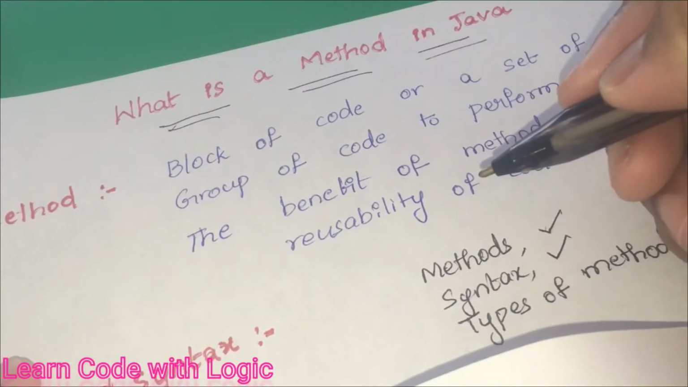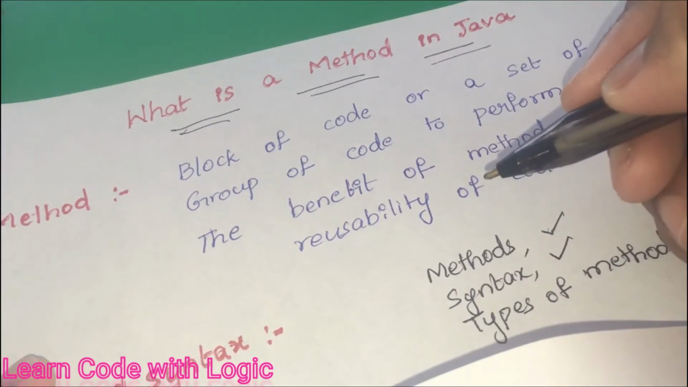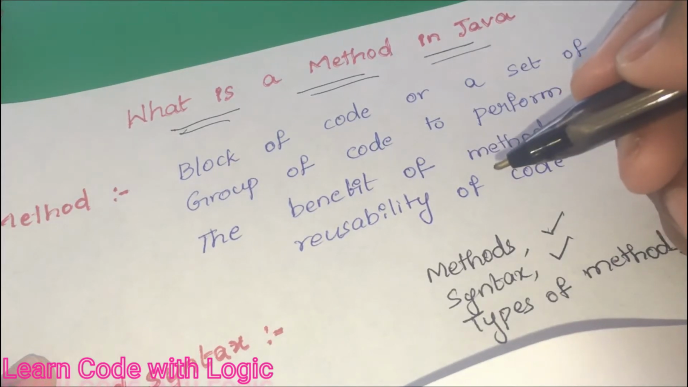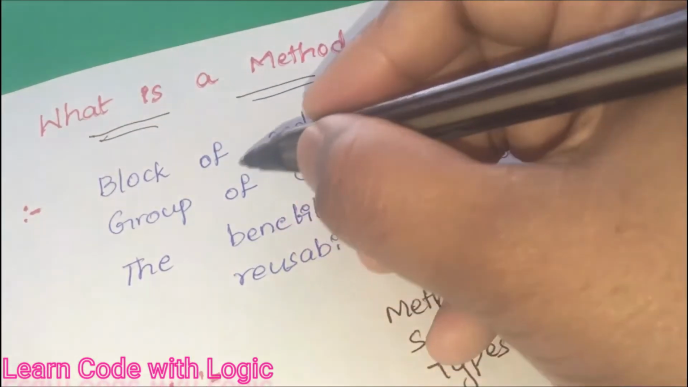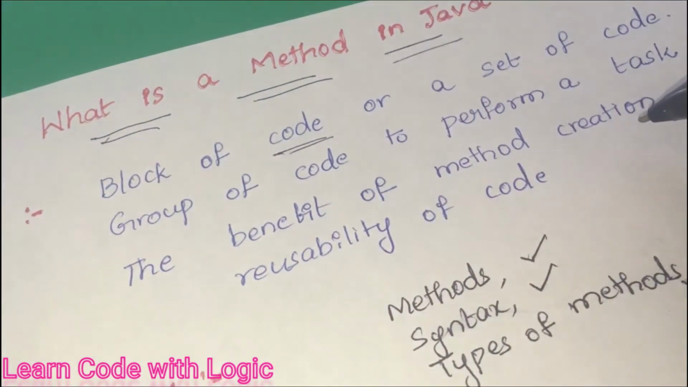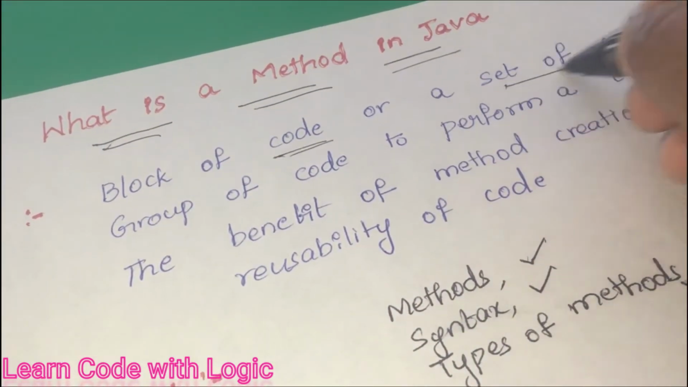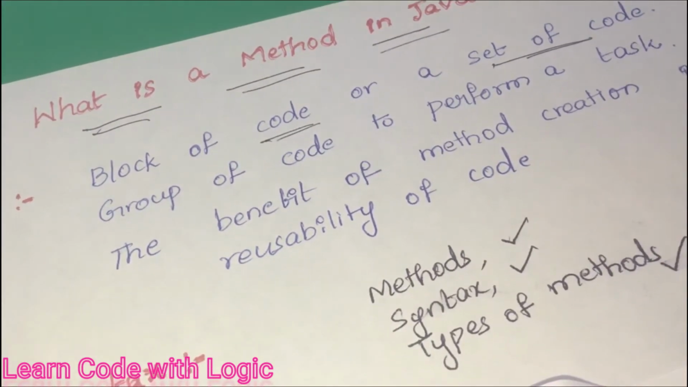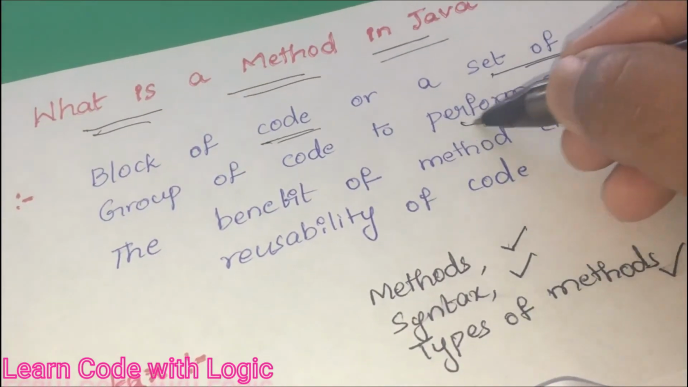In this video, we will see what methods are in Java, the syntax, and the types of methods in Java. While going through the programs, you heard many times like this is the method and what the method is doing, right? Basically, a method is nothing but code. Code means a block of code or set of code. We also call it a group of code, but anyway the code has to perform some task.